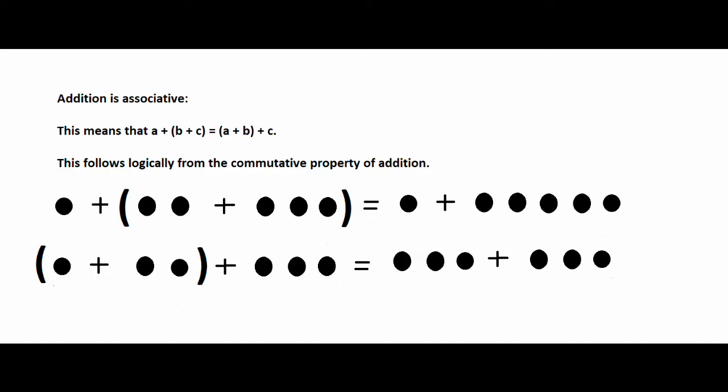Now addition is also associative, and that basically means that if we add a to the sum of b and c, that will be the same as taking the sum of a and b and adding that to c. Now this just follows logically from the commutative property of addition.